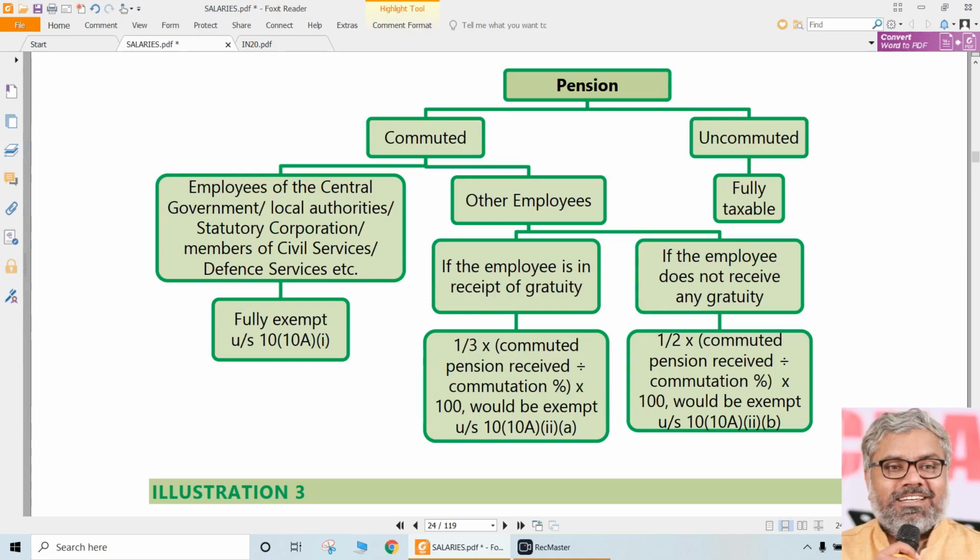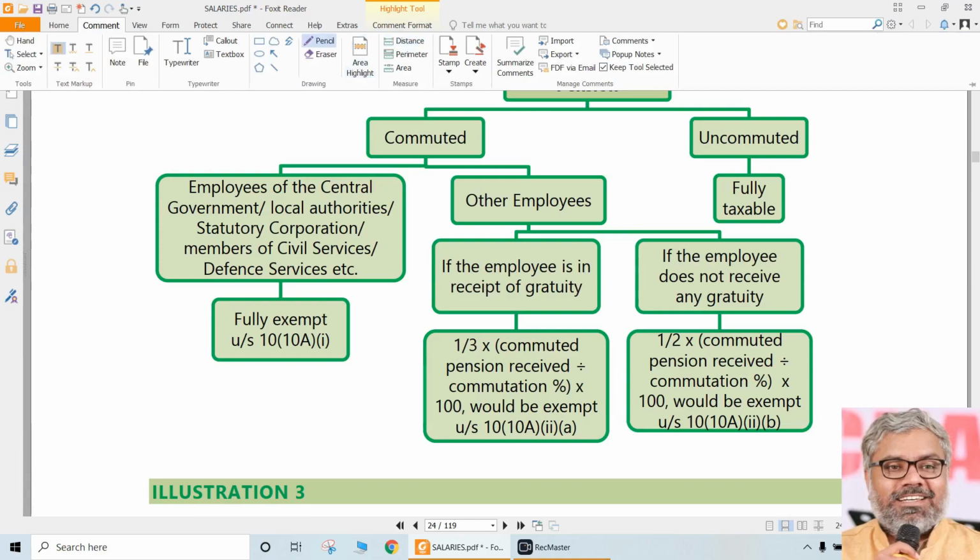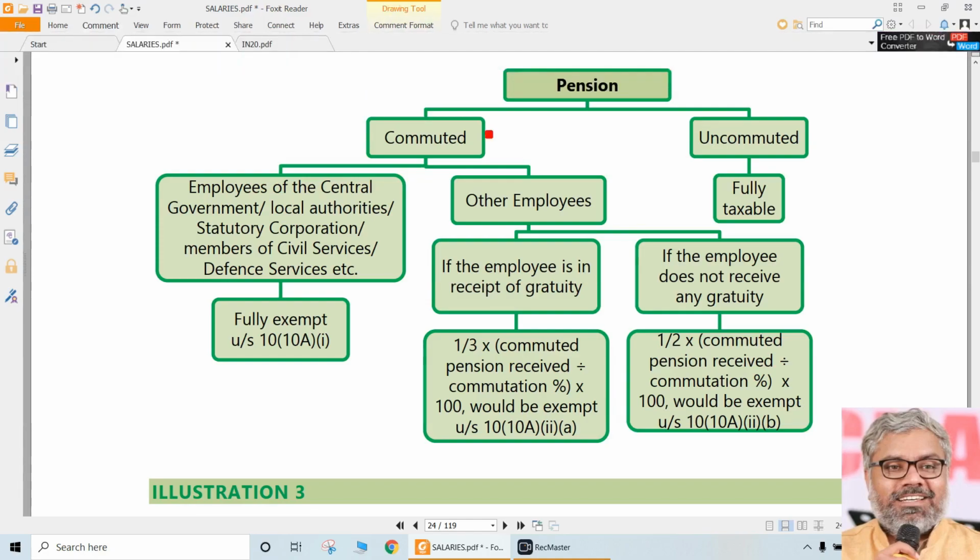These provisions, whatever we discussed, are already summarized here. Pension is classified into two categories. One is commuted, one is uncommuted. Uncommuted is fully taxable, so there is no need of further discussion. What if it is commuted? Then we have to check what is the nature of employee. Are they related to central government, state government, local authority, statutory corporation, etc.? If so, then the commuted pension they received is fully exempt under section 10(10)(a). Further subclauses are not required.